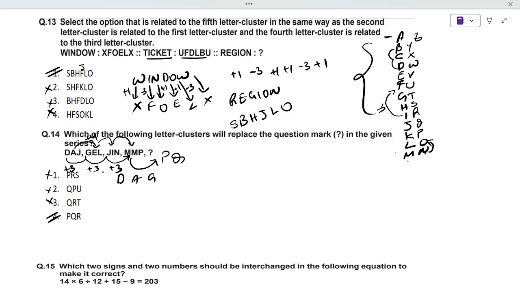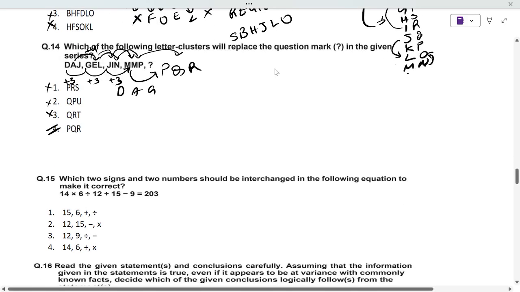But let's check the third letter's pattern also. J, K, and L. So here plus 2. J plus 1 and 2. L plus 2 is N. Yes, N plus 2 is P. P plus 2 will give us R. So we'll get R. So that's the answer. Next one.